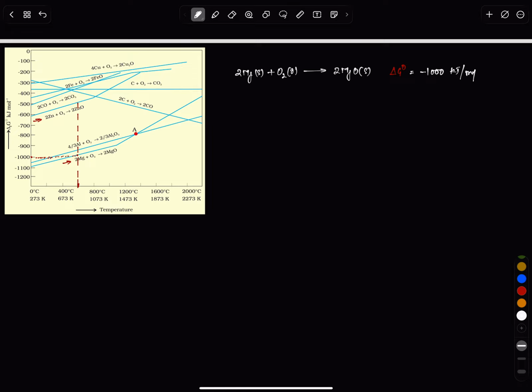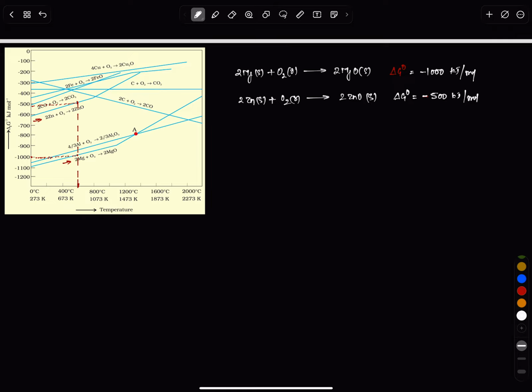And let's talk about the other reaction: 2 Zn solid plus O2 gas, giving 2 ZnO solid. For this, if we calculate delta G naught, it comes at this point, around 500. So let's take 500 kilojoule per mole.